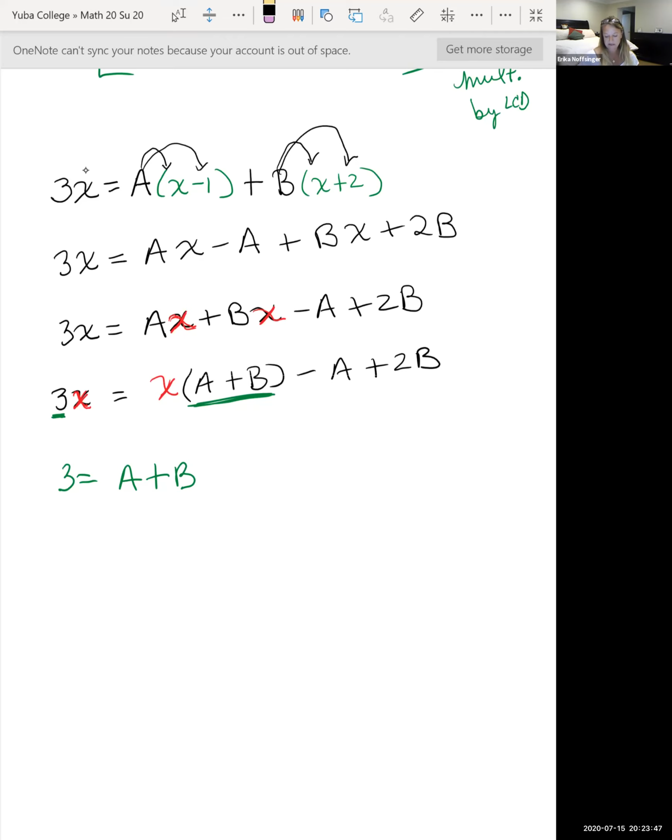The terms that don't have x, those are our constant. And so notice over here, there's no constant. I'm not adding any term here that doesn't have a variable x. So my constant on this left-hand side of the equation is 0. So we can think of this as plus 0 if you want. So my value of 0 here has to equal my constant on the other side. So 0, my other equation, must equal negative A plus 2B.